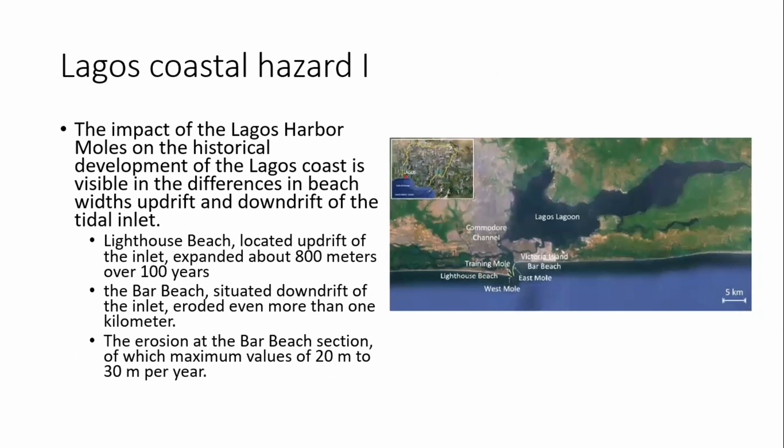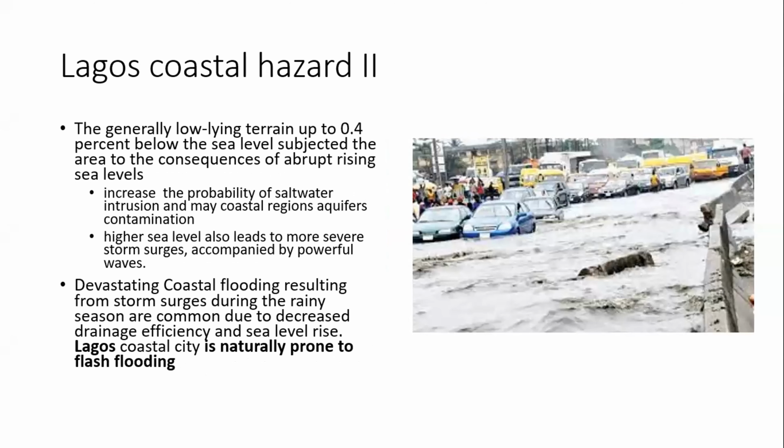It has also been known that updrift of the inlet at Commodore Channel, there is accretion. Meanwhile, at the eastern downdrift, there is serious eroding activity. In fact, Bar Beach has been estimated to have reached a maximum recession of between 20 and 30 meters per year. This is the rate at which Bar Beach was being lost before the construction of the seawall.